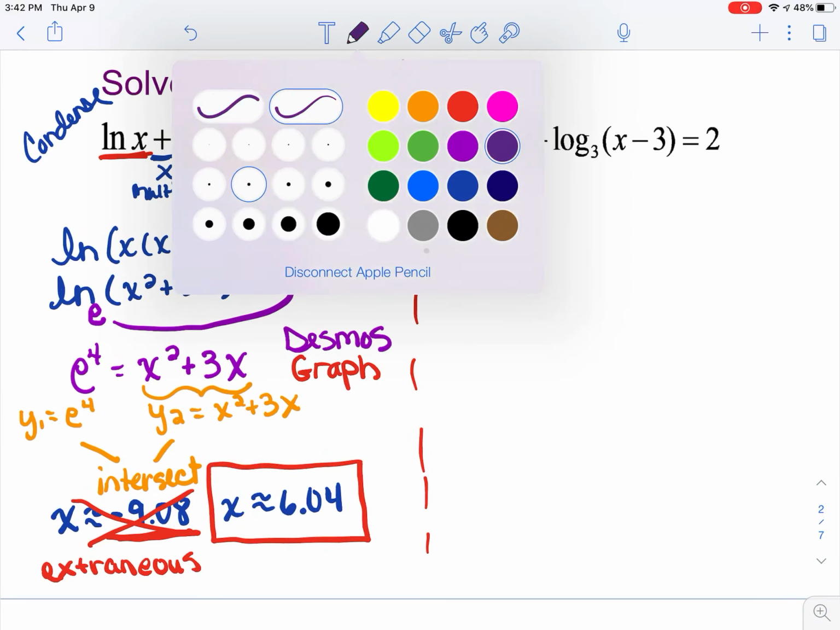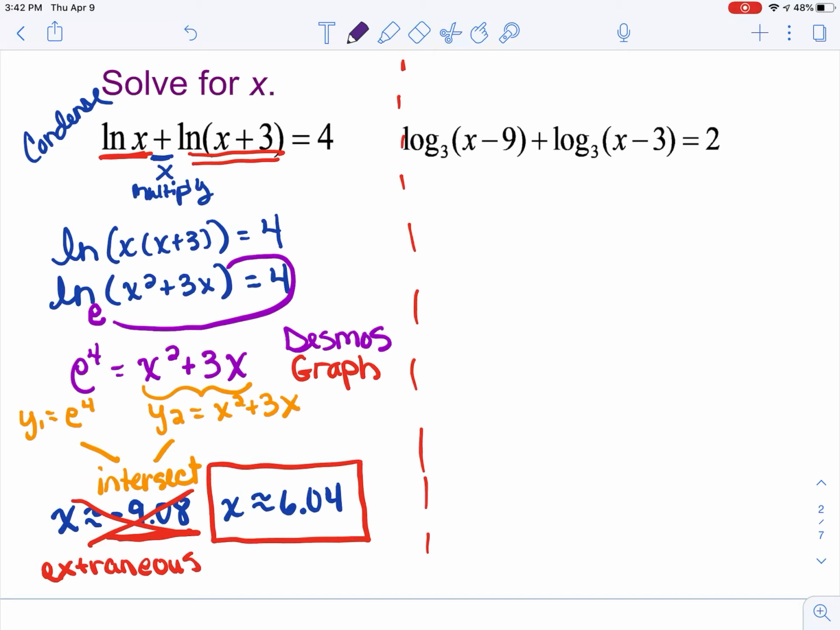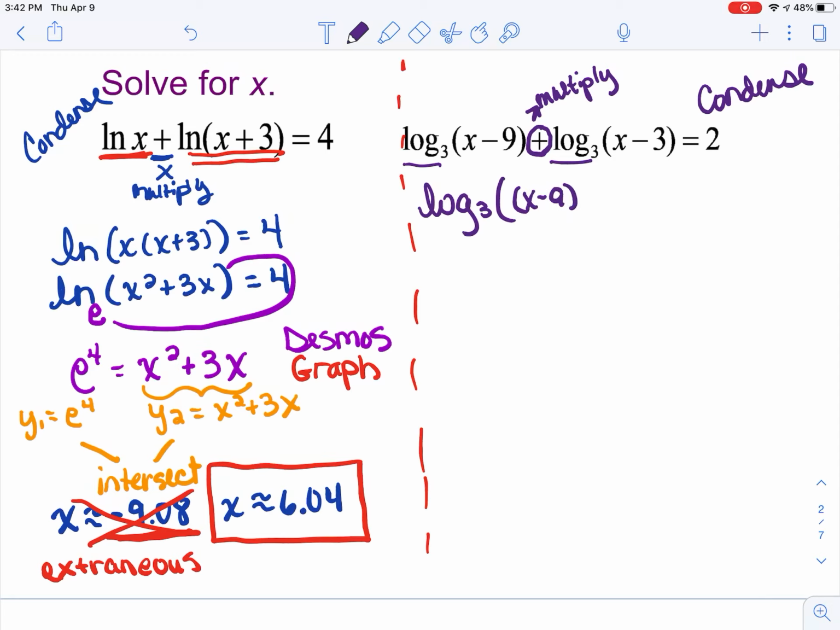So you are going to have to graph if you get anything like this. Okay, let's go on to our next one. Here we go. We have two logs on one side and none on the other. That means we're going to have to condense. I see that there is an addition sign. That means to multiply. So I'm going to have the log base 3 of x minus 9 times x minus 3, which equals 2.